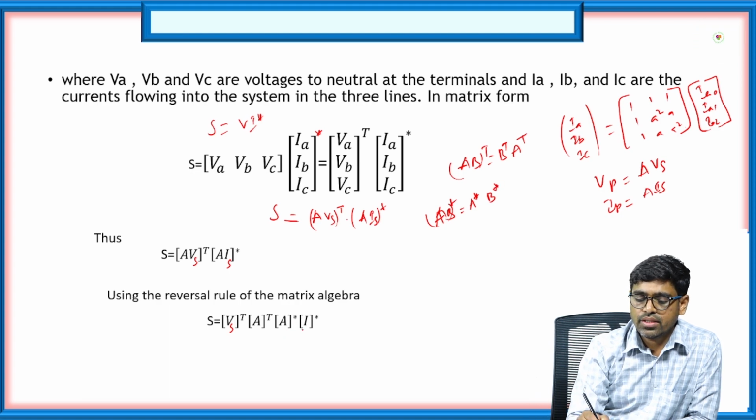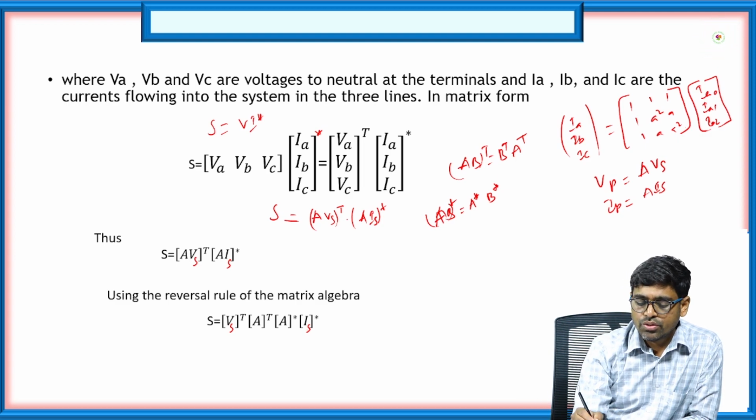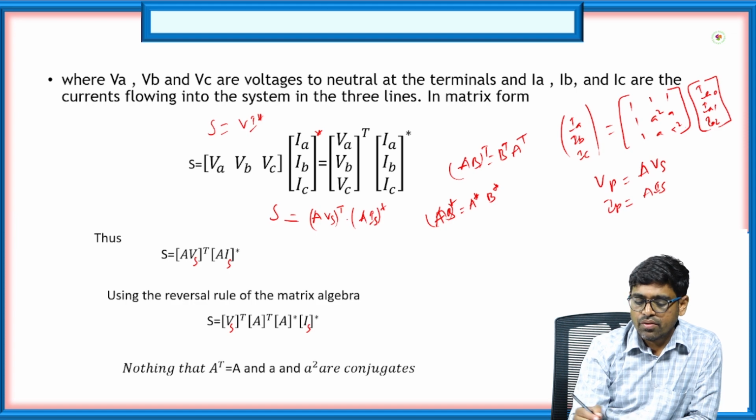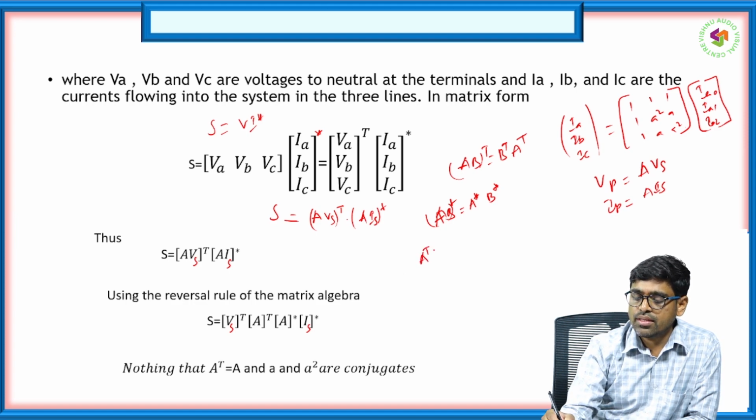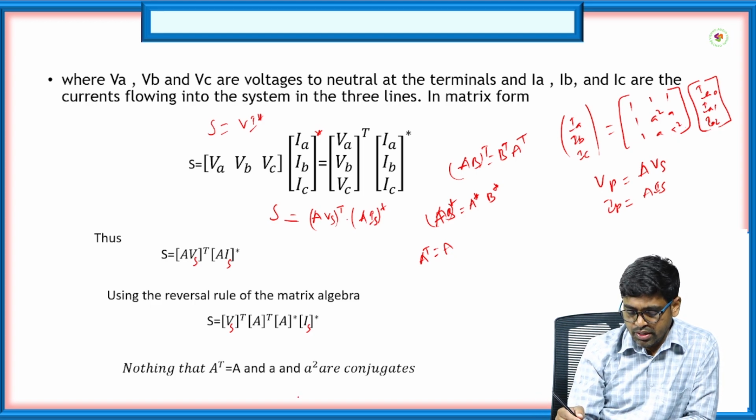So it is A conjugate into Is conjugate. So Vs Is means it is in terms of sequence components. Then we can write further, we know that A transpose is nothing but A. A transpose equal to A. If you calculate this relation, A and A square are conjugates.